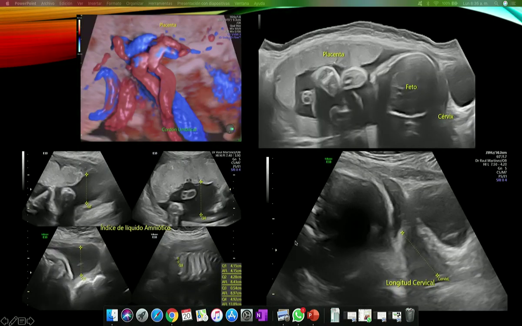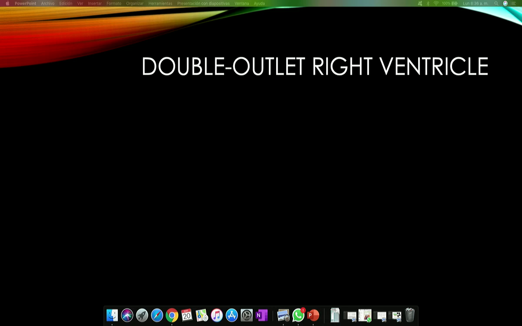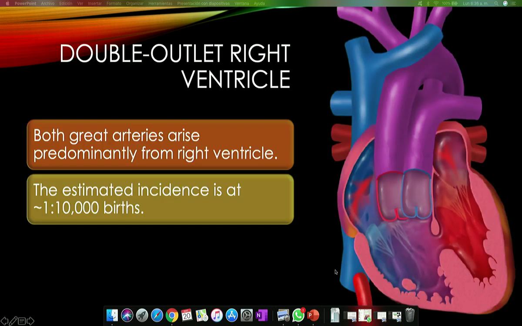Okay, so the rest of the evaluation of the fetus and the surrounding structures, such as the placenta, the umbilical cord, the amniotic fluid index, and the cervix, are observed with normal characteristics. So with these findings, we suggest double outlet right ventricle, which is a congenital cardiac anomaly where both the aorta and the pulmonary trunk arise from the morphologically right ventricle. It is reported to account for 1 to 2% of all congenital heart disease. It's a conotruncal anomaly, and it is almost always associated with a ventricular septal defect, like in the case of our patient. The presence of the ventricular septal defect allows the shunting of oxygenated blood to the right ventricle.